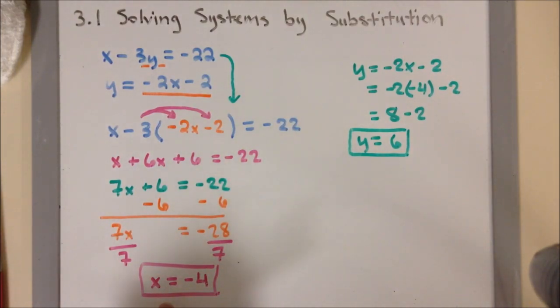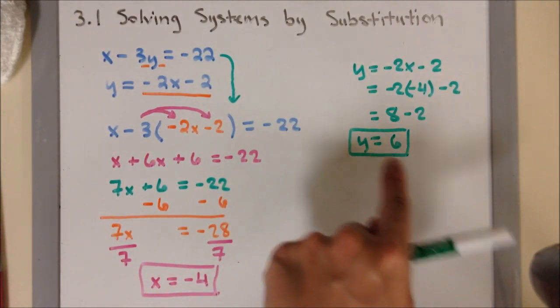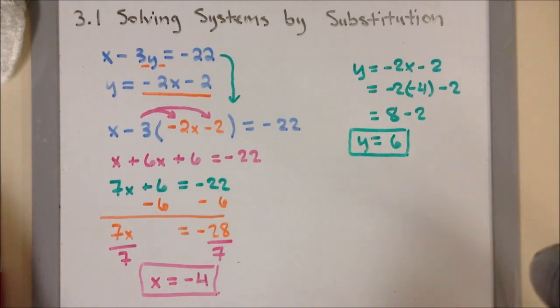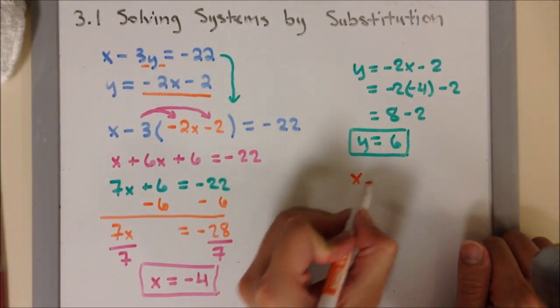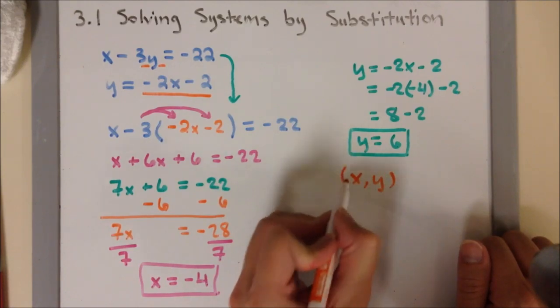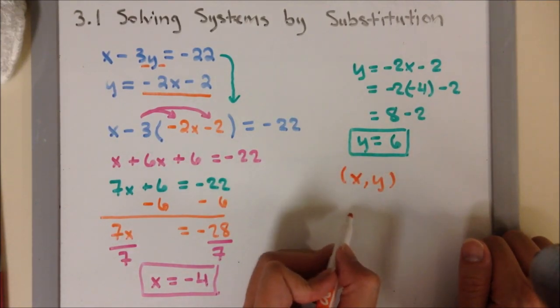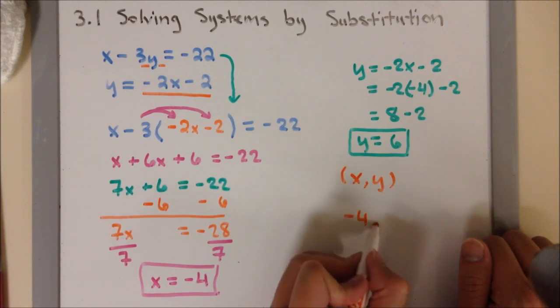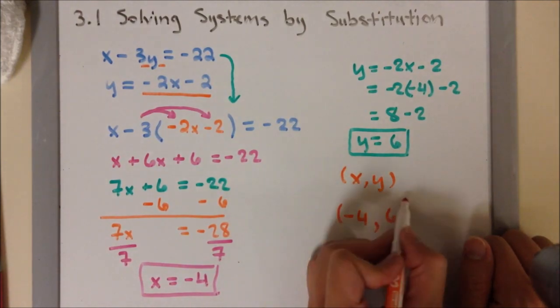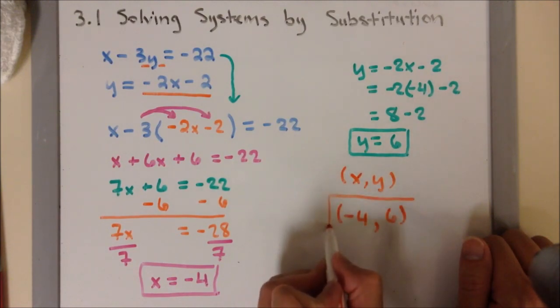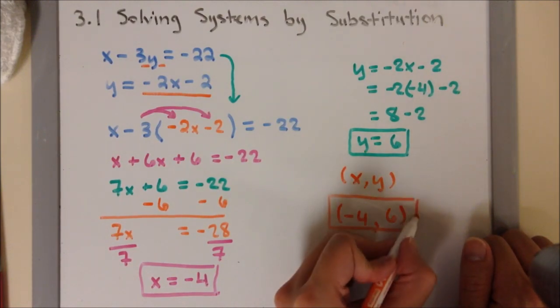So first one is x equals negative 4. Second one, y equals 6. Now if you want to write it as one answer, write it as a coordinate point. So x, comma, y in parentheses, coordinate point. So x is first, which is negative 4, comma, y is second, which is 6, parenthesis, and then box up your answer. There you go.